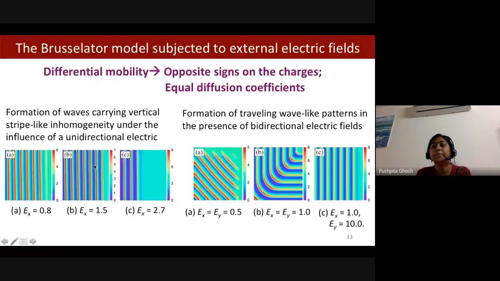The same situation, a traveling wave-like pattern, forms when we have a bidirectional electric field. So you could see here the values. When we have the same values along both directions, we could see these bent-like structures, but when one of them is higher, we see this vertical type of structure. So you can easily manipulate the type of waves, whether you want vertical stripes or horizontal stripe-like inhomogeneity moving, just by tuning the directions of the electric field strengths.